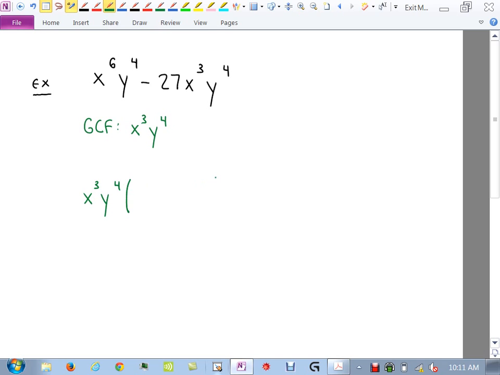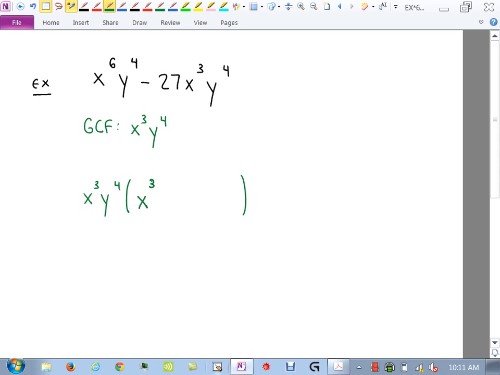I set a parentheses with enough space for how many terms? 2. So how can I turn x cubed into x to the 6th? That would give us x cubed. You want to add the exponents. So x cubed times x cubed is x to the 6th, because you add the exponents, 3 plus 3. How about y to the 4th? Well, I already have it, right? So I could put a 1 there, but I don't need it because I already have the y to the 4th.